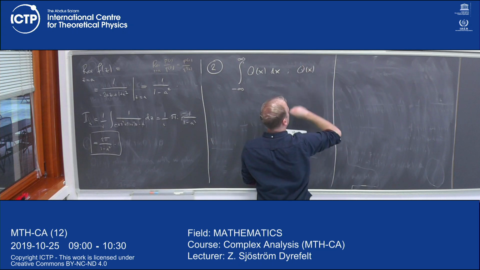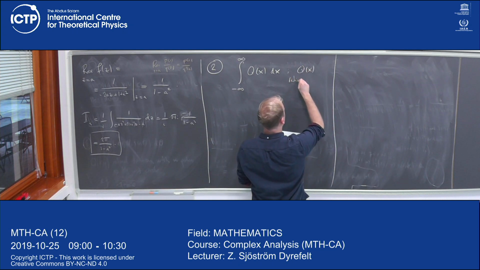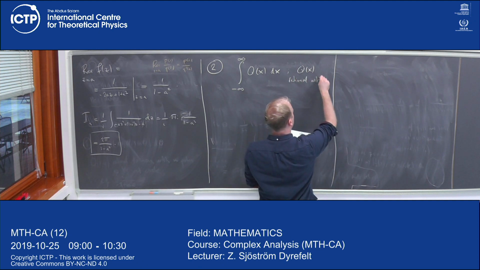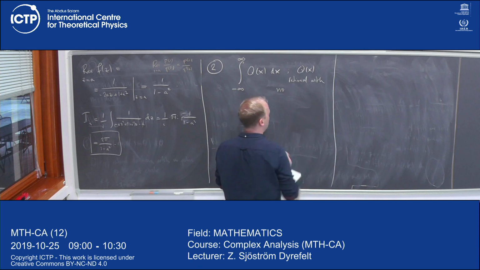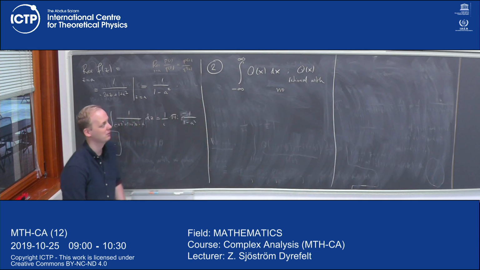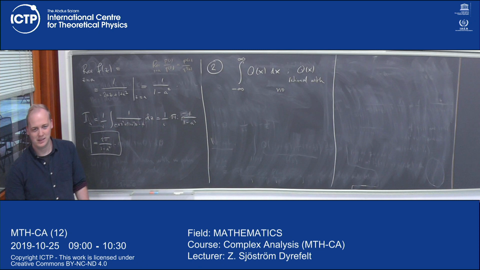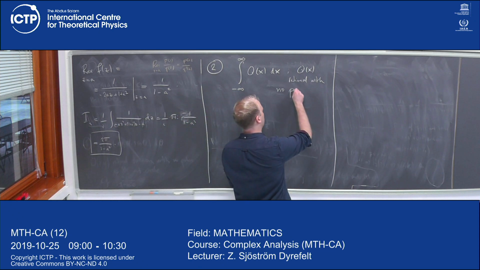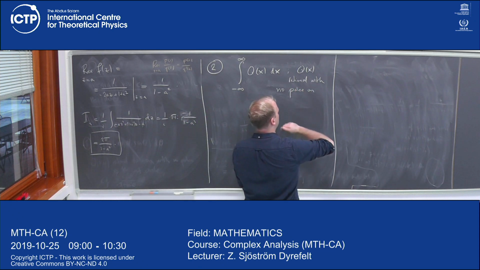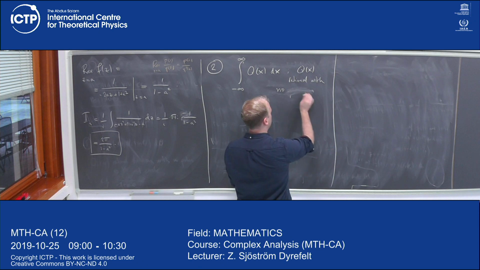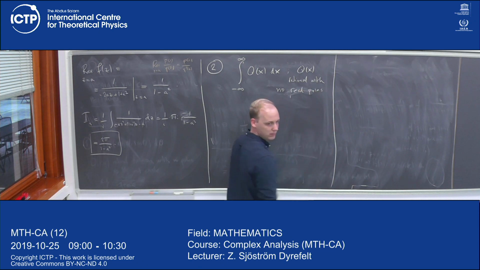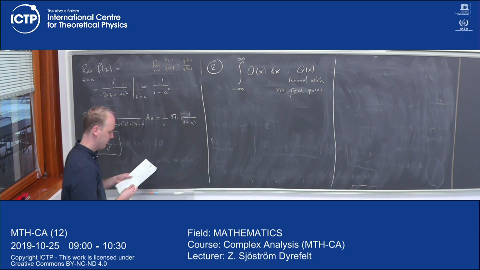So q of x is rational with no... What am I going to say here, by the way? Let's see if you can... No poles, you mean? Yeah? No poles on the real axis. Very good. In other words, no real poles. Okay. No poles that are real. Very good.